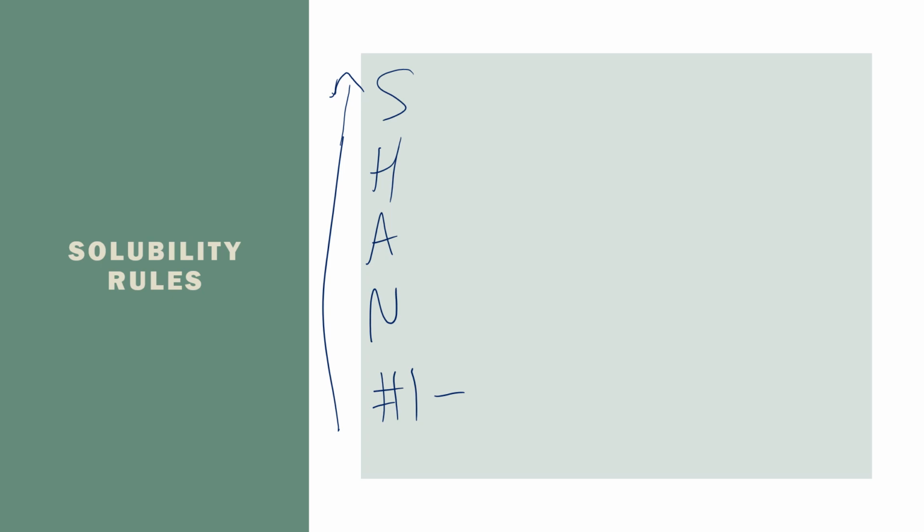Ionic compounds that have group 1 metals, that's where the number 1 comes in, are soluble. They will dissociate in water. Okay. Ionic compounds that have nitrates. Nitrates is NO3 negative. If you have that ion in the ionic compound, it will dissolve in water.